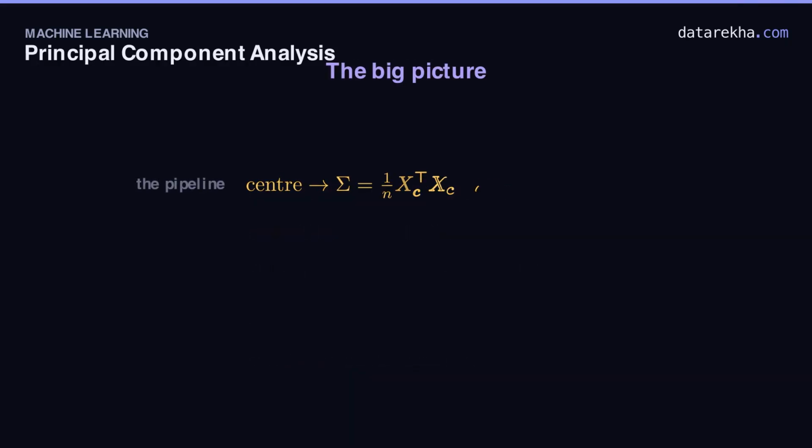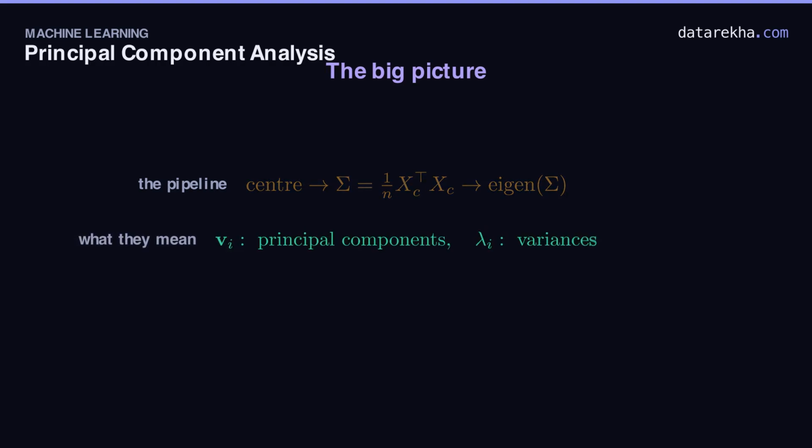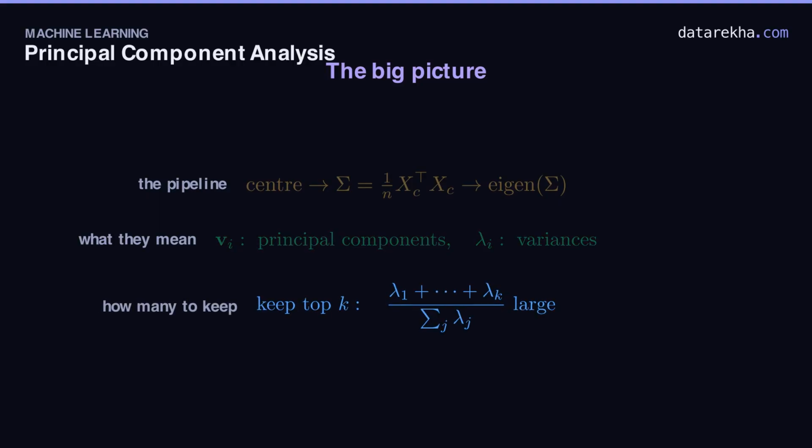Let's lock it all in. Center the data, build the covariance matrix sigma, and take its eigen decomposition. That is the whole pipeline. The eigenvectors are the principal components, the ranked directions of spread. The eigenvalues are the variances along them. Keep the top k components chosen so the cumulative variance they explain is large. That is your reduced, faithful representation.